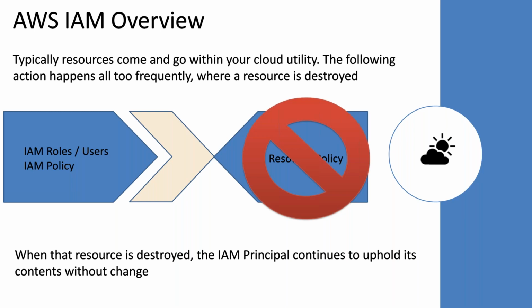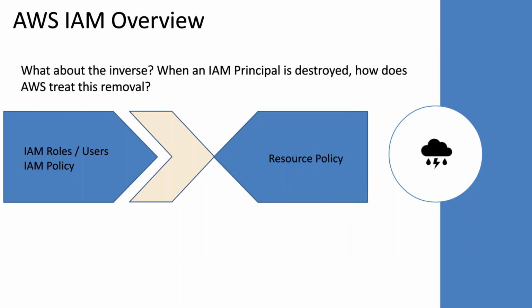So as we walk forward from this, what about the inverse, right? Okay, we have an IAM principal, we have a resource policy, but what actually happens when you go ahead and remove that IAM principal? What happens to the resource policy?